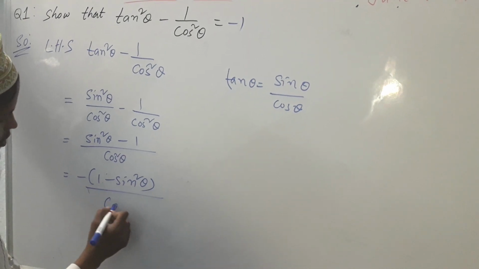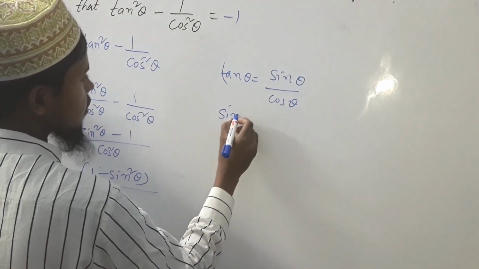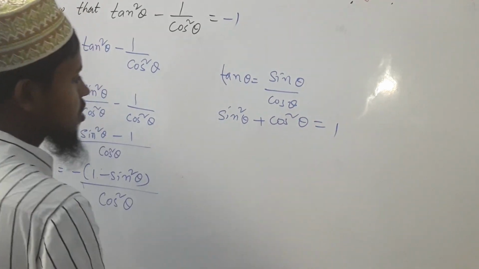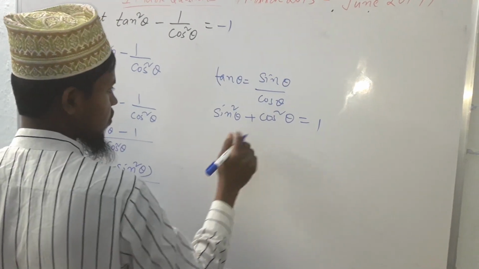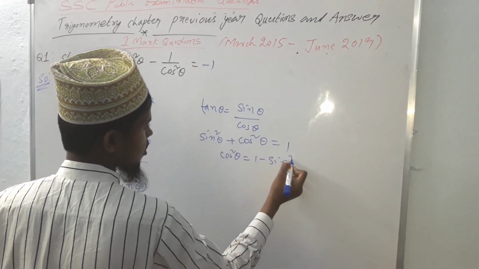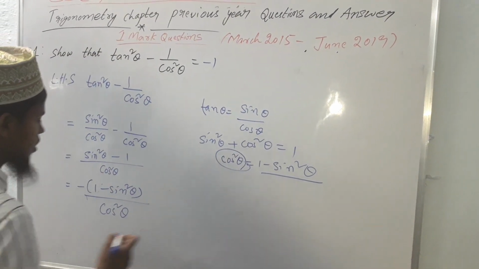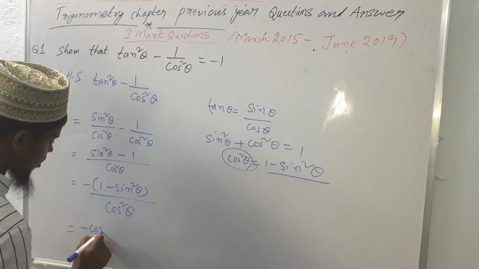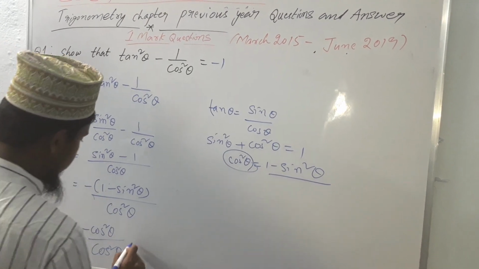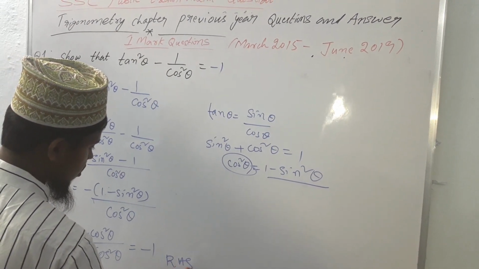by cos square theta. In place of 1 minus sin square theta, from the first identity, sin square theta plus cos square theta is equal to 1. We have to find the cos square theta. So cos square theta is equal to 1 minus sin square theta. In place of 1 minus sin square theta, you have to substitute cos square theta. Minus cos square theta by cos square theta. Answer is minus 1, RHS. Hence proved.